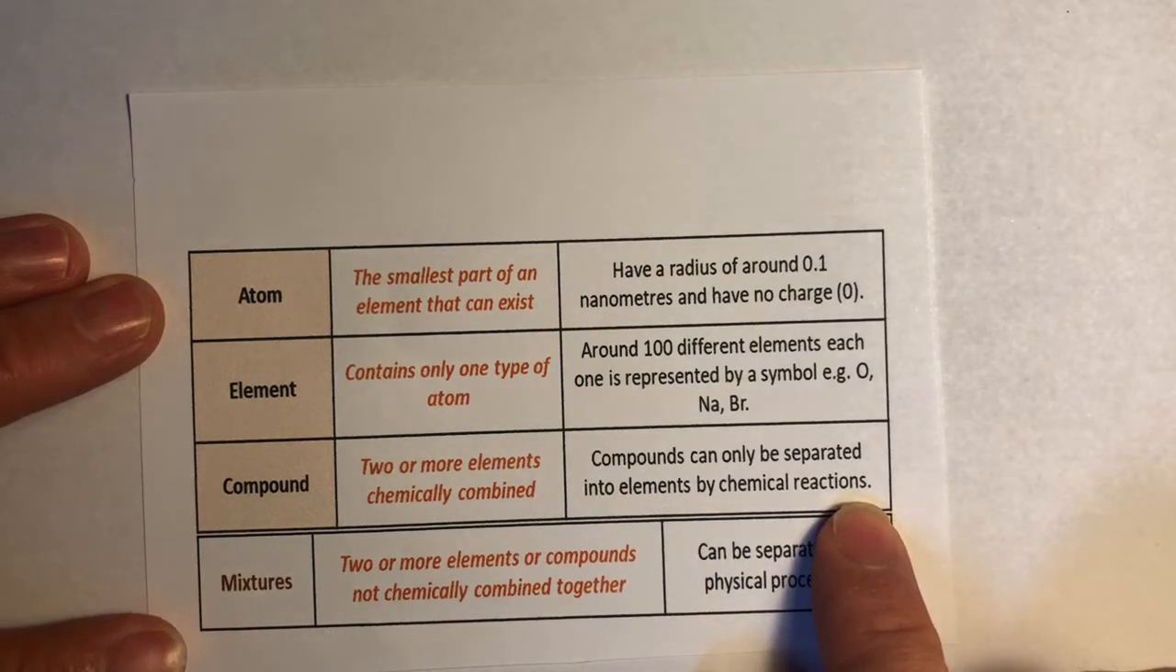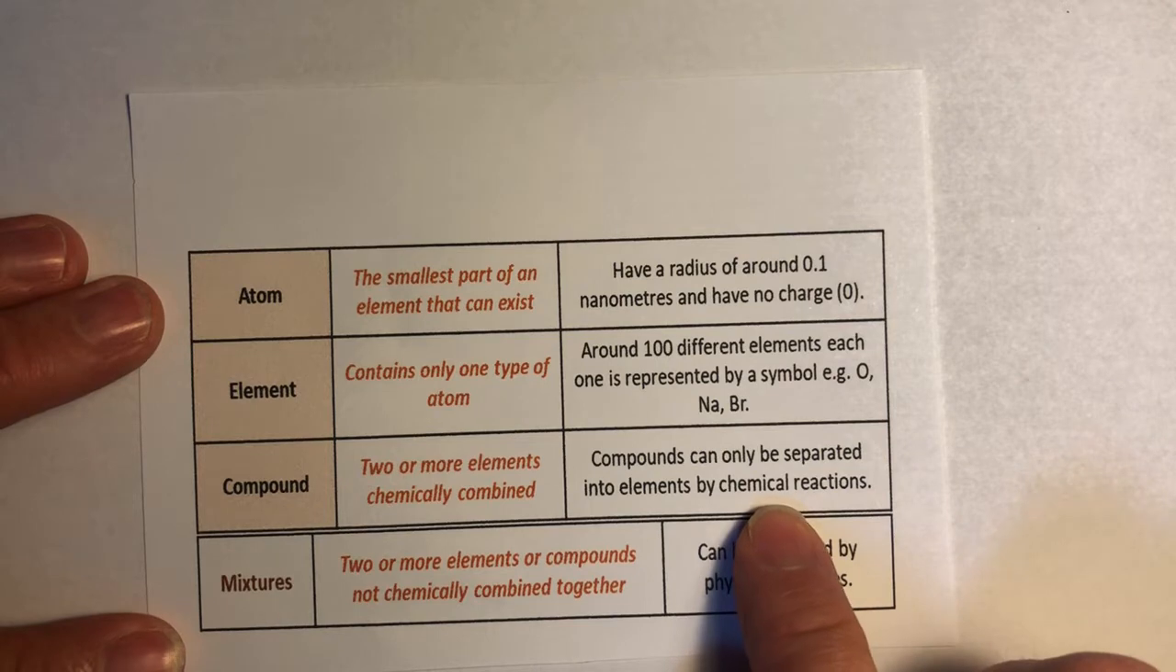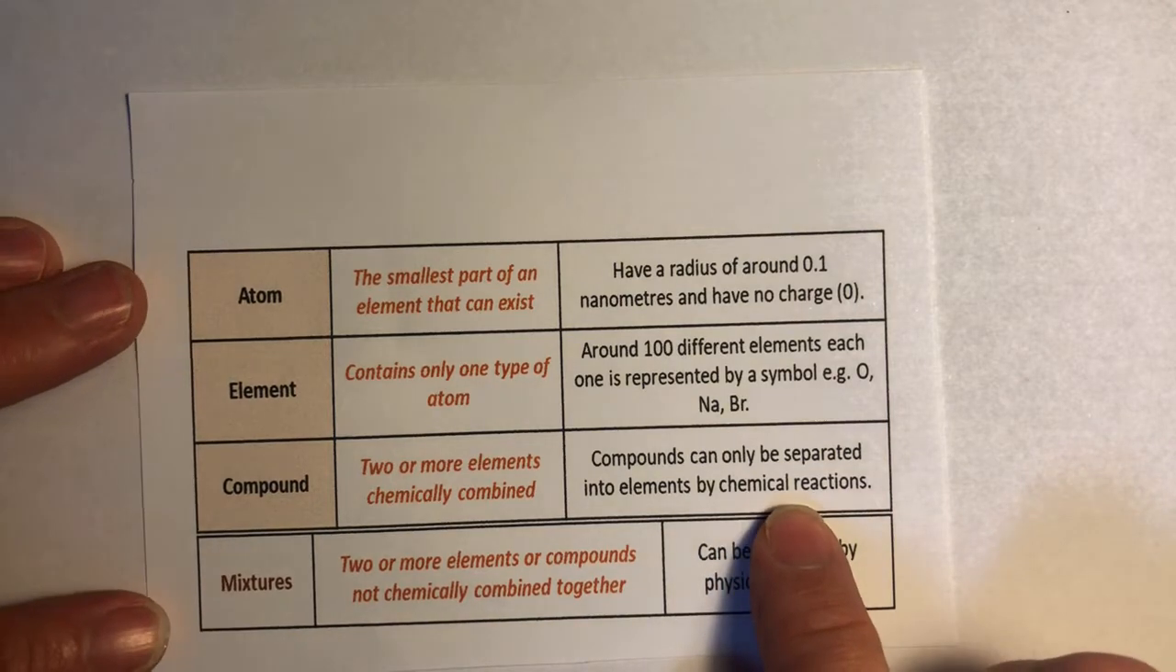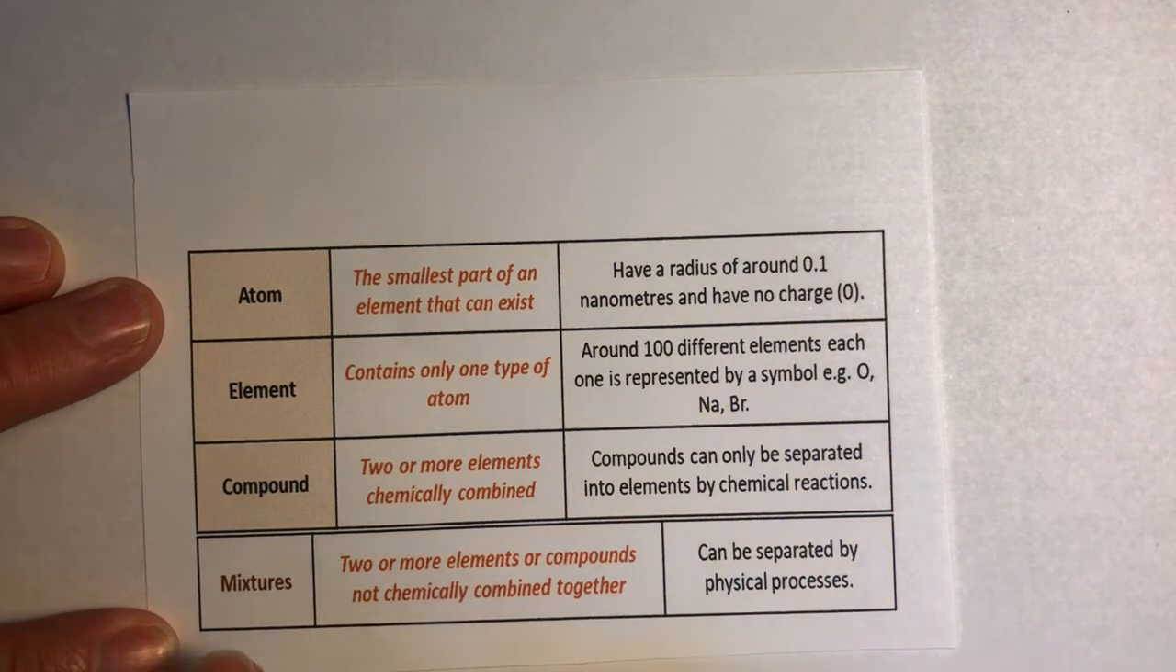So the only way to really split up a compound like H2O, water, into hydrogen and oxygen is using a chemical reaction, and they tend to be very, very difficult to do. A mixture is where two or more elements or compounds are not chemically combined.